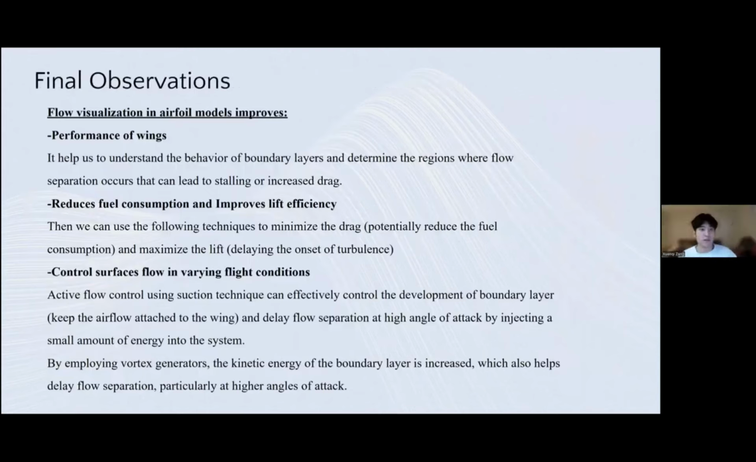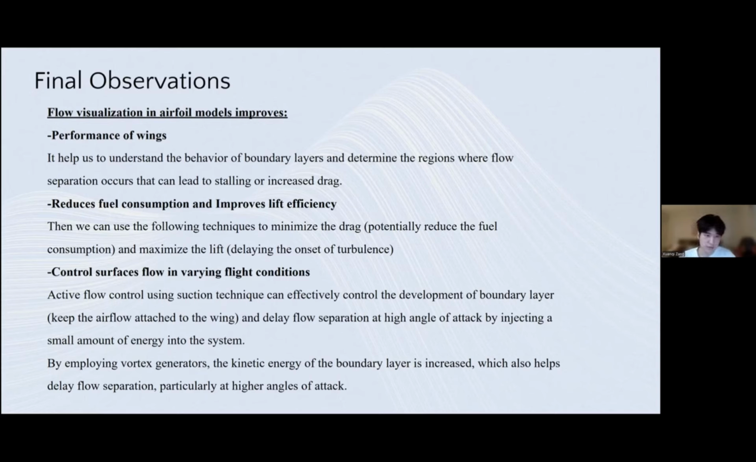Thank you, Dev. For our final observations, we find the flow visualization in airfoil models helps us to understand the behavior of boundary layers and also determine the location where flow separation occurs that can lead to stalling or increased drag. Based on that, we can use the following techniques to minimize the drag or maximize the lift.